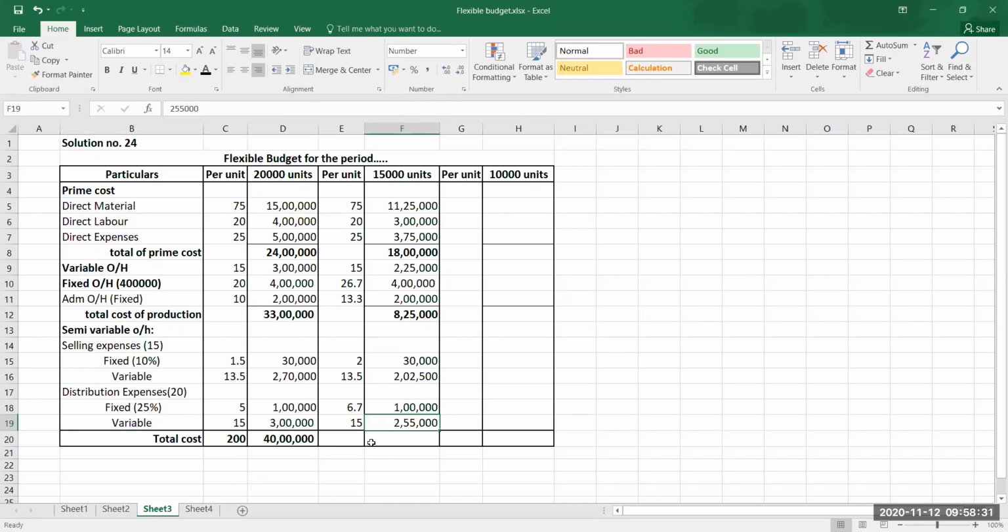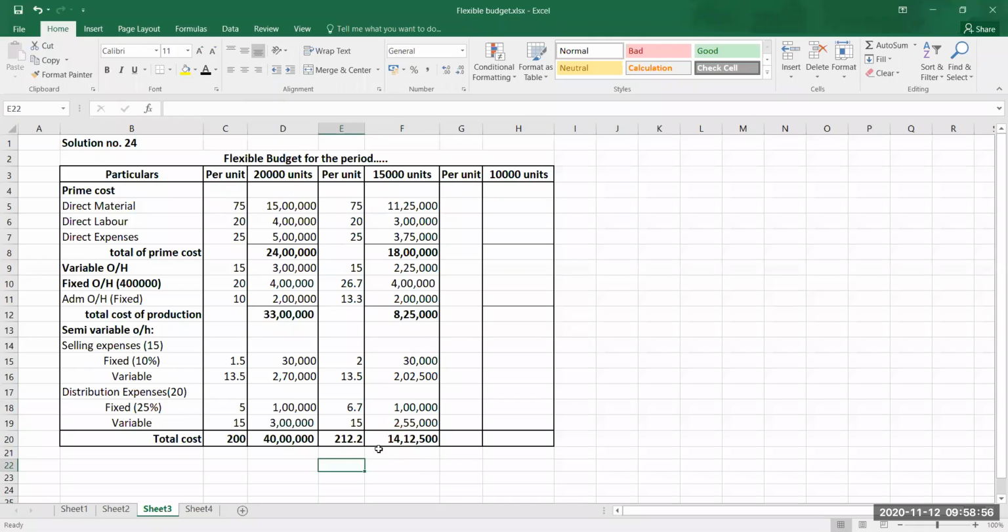2,55,000. Okay, so you just total the total number of units. The cost for 15,000 units will be 212.2, and the total cost for 15,000 units will come to 14,12,500. So kindly check the totaling.